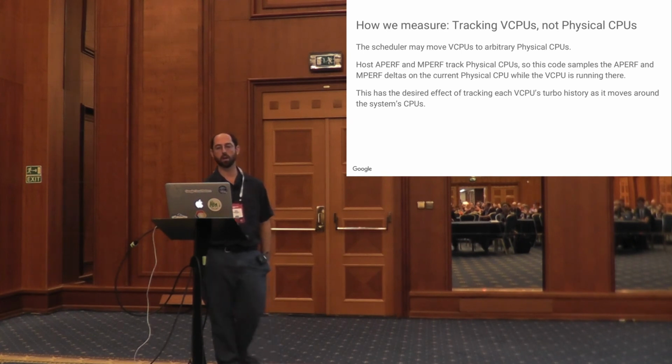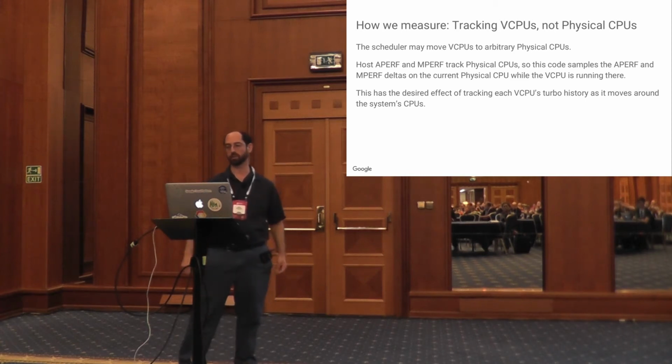The interesting choice we made was tracking vCPUs rather than the physical CPUs, because the vCPUs wander due to the scheduler. So I track the APerf and MPerf deltas accumulated while the vCPU is running CPU cycles on the core it was on, and if it moved somewhere else, then I keep track of the samples, the deltas on that new core.